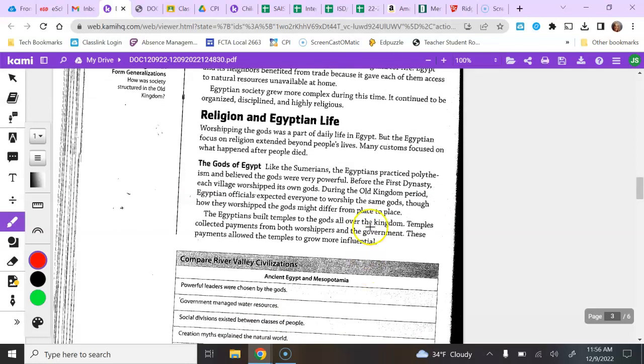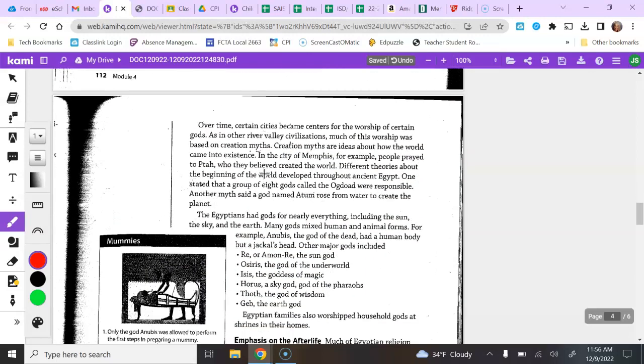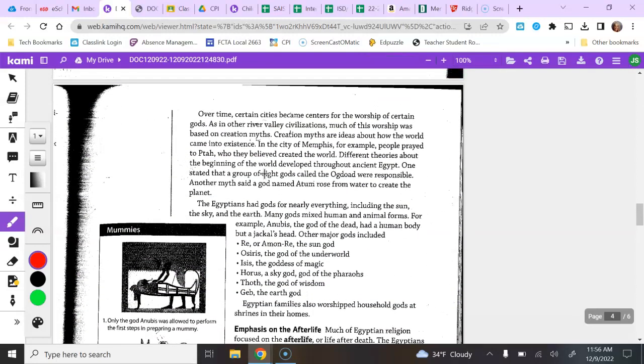Okay, so we did see part of that where we read that they were polytheism, which means they believed in many gods. Let's go, is this page 113? Let's go on to page 113.